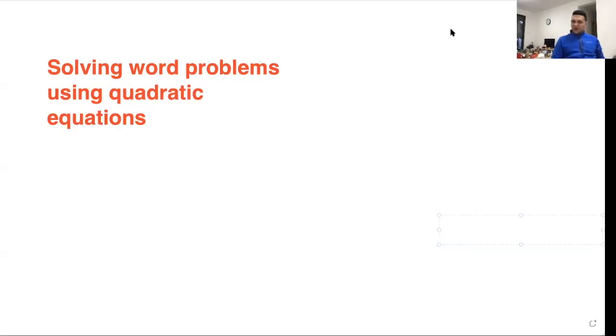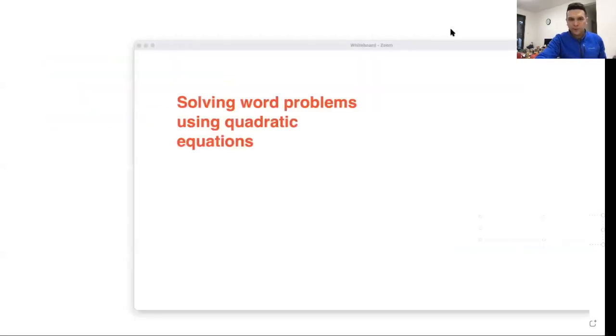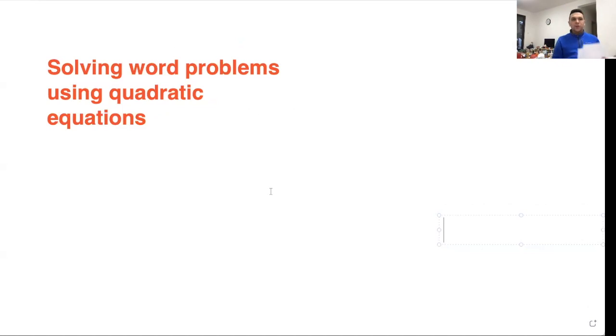All right, so part 3, solving word problems using quadratic equations. So let's see this. All right, so number 5. Let's see. Is it clean? It is clean.